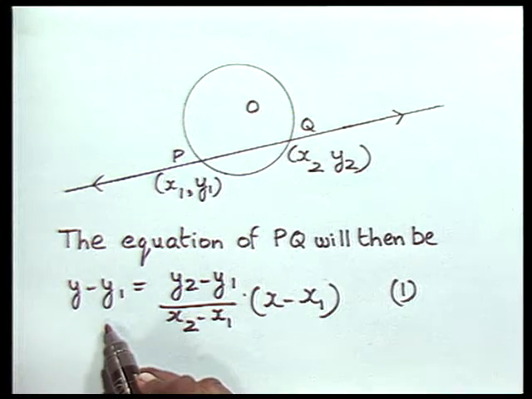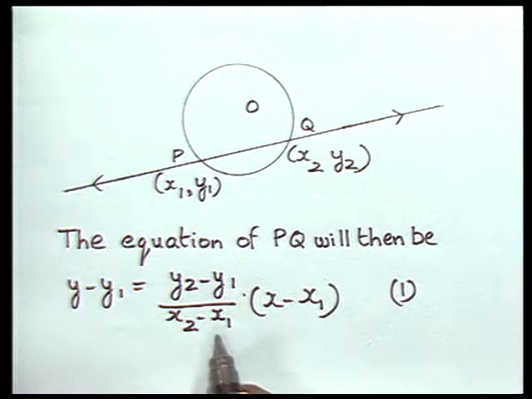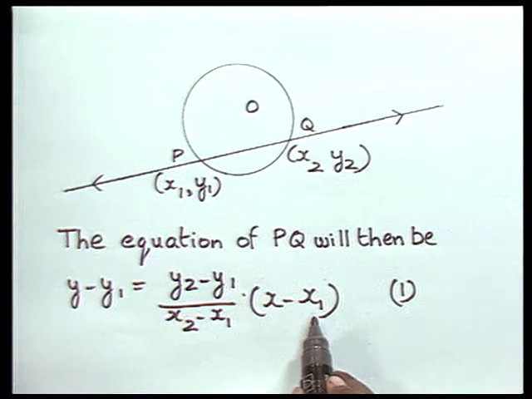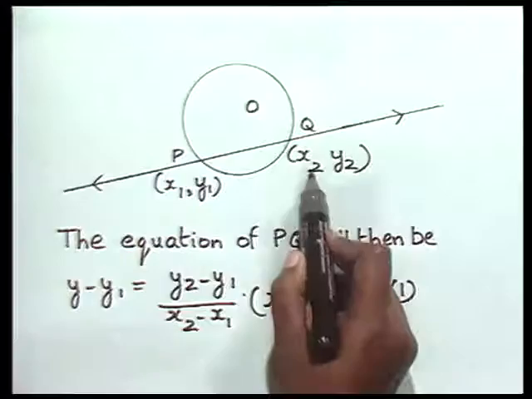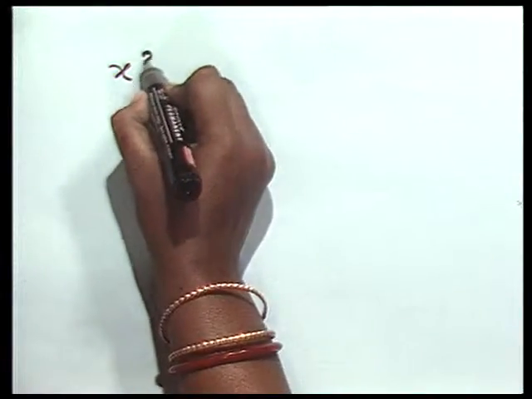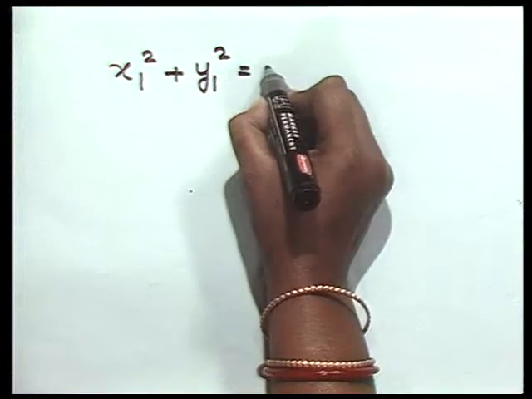Then by 2-point formula, the equation of the line PQ will be y minus y1 is equal to y2 minus y1 upon x2 minus x1 multiplied by x minus x1. Also, since these 2 points lie on the circle, they must satisfy the equation of the circle. So, we have x1 square plus y1 square is equal to r square.